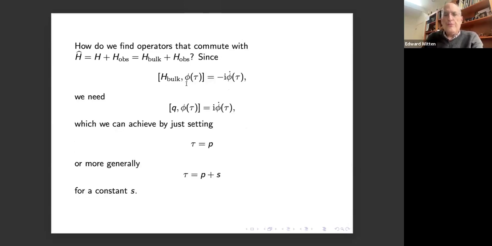Since the bulk operator commuted with phi of tau generates translations in tau, we need Q commuted with phi of tau to be i phi dot of tau to cancel. Remember, Q is the relevant part of the observer Hamiltonian. The observer Hamiltonian is a C number plus Q. So Q commuted with tau must have this property. We can achieve that just by setting tau equal to P, or more generally, tau could be P plus a constant.